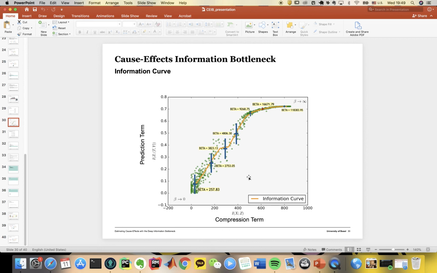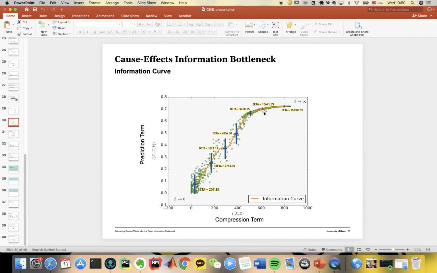The ultimate goal of plotting this information curve is to find where the curve converges. In this case, we find the convergence point, this red star point, with a beta value around 16,000. You might ask why this convergence point gives us the best performance. Remember that I mentioned before, the ultimate goal of the information bottleneck is to find the model with the minimum compression term but maximum prediction at the same time. In this case, it turned out to be the convergence point.